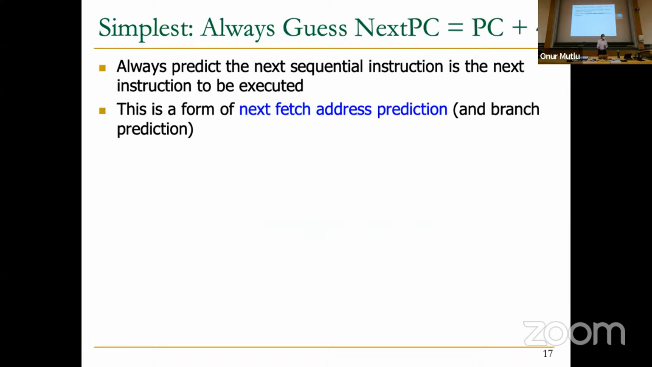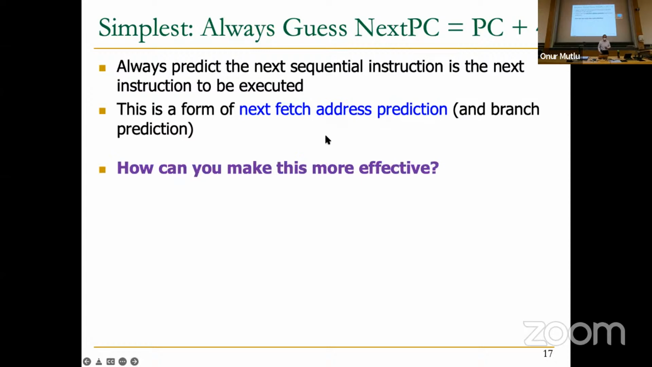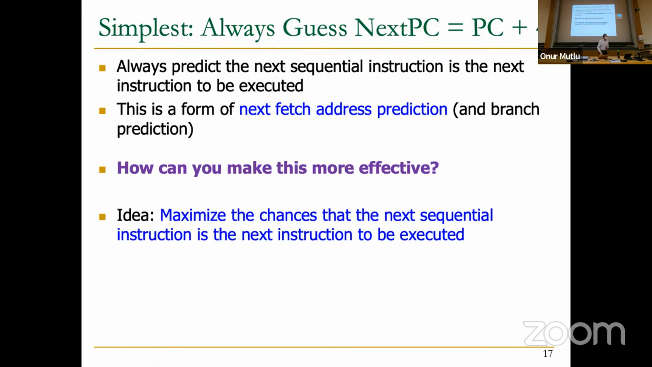So the simplest prediction method is to always guess the next PC is PC plus 4, right? And we did that in the pipeline we designed in lecture, I think 14. We always predicted the next sequential instruction is the next instruction to be executed. And this is really a form of branch prediction, next fetch address prediction, as we discussed. You can actually make this more effective also. So somehow you try to maximize the chances that the next sequential instruction is the next one to be fetched.